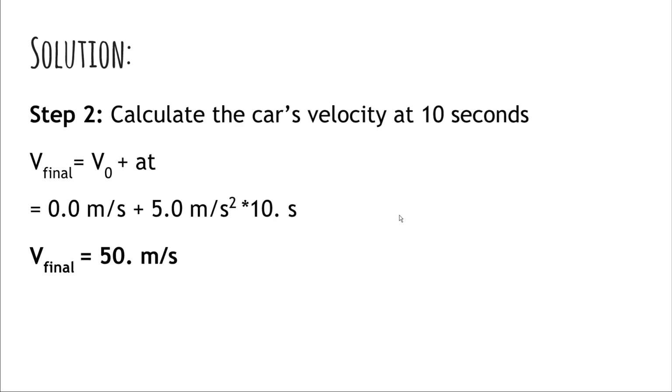Step 2 is to calculate the car's velocity given the acceleration. We'll have to get the velocity at 10 seconds, just before it hits the wall. The final velocity is equal to v naught plus acceleration times time. V naught, of course, is 0, and acceleration is 5 meters per second squared. If we multiply 5 times 10 seconds, we get our final velocity of 50 meters per second.